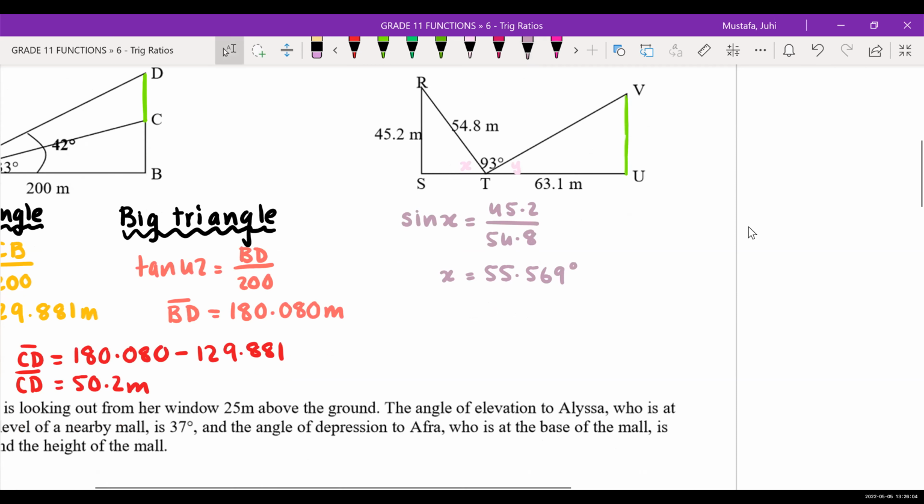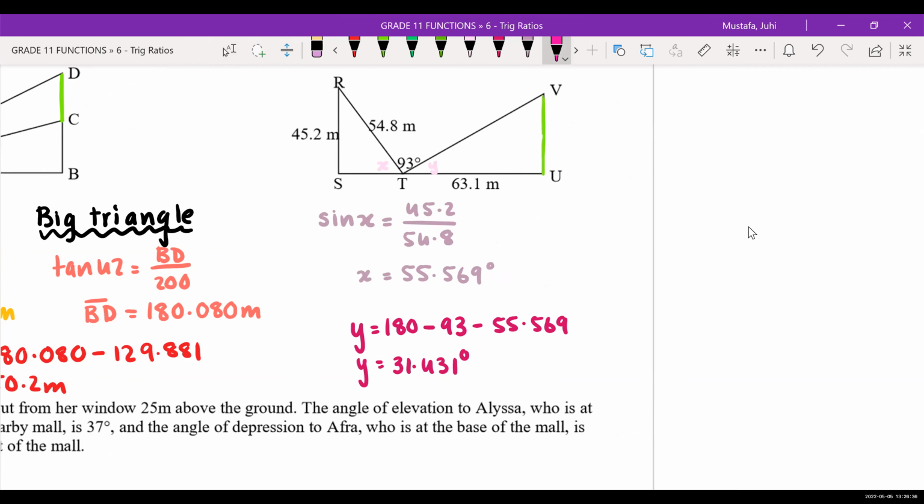So 180. To figure out what the angle measurement for Y is, we're going to say Y is equal to 180 degrees minus 93 degrees minus 55.569. So 180 minus 93 minus 55.569. And I end up getting 31.431 degrees. I just try to keep extra decimal places and then round at the very, very end. Okay, so now we know what this angle measurement is.